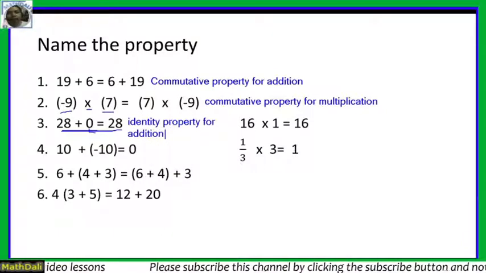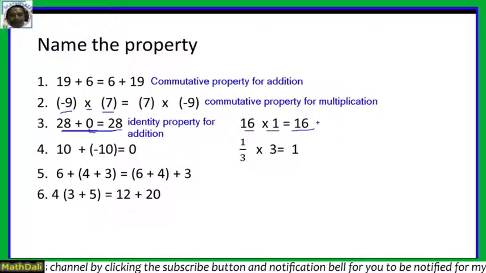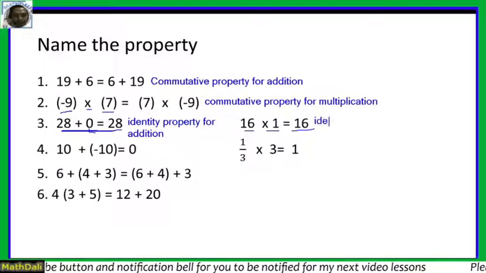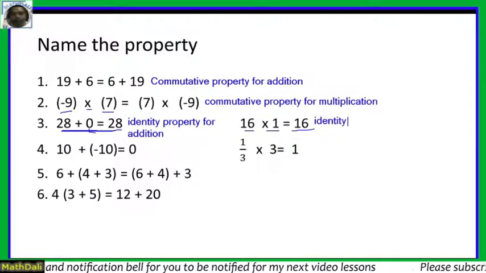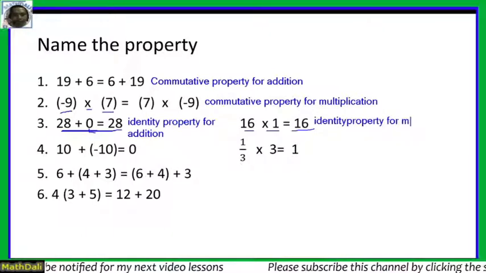For addition. And next, 16 times 1 is equal to 16. Any number multiplied by 1 is equal to the number itself. So that's it. What property? Tawag natin dyan ay identity property for multiplication.